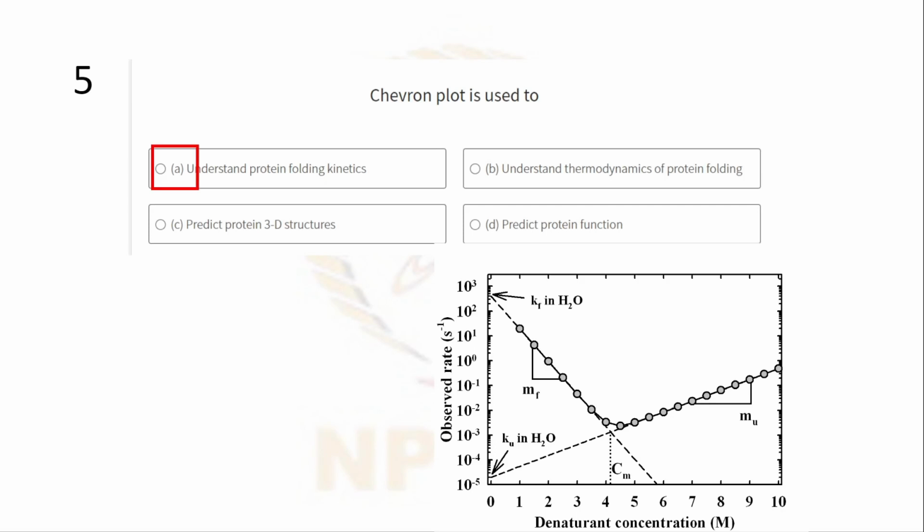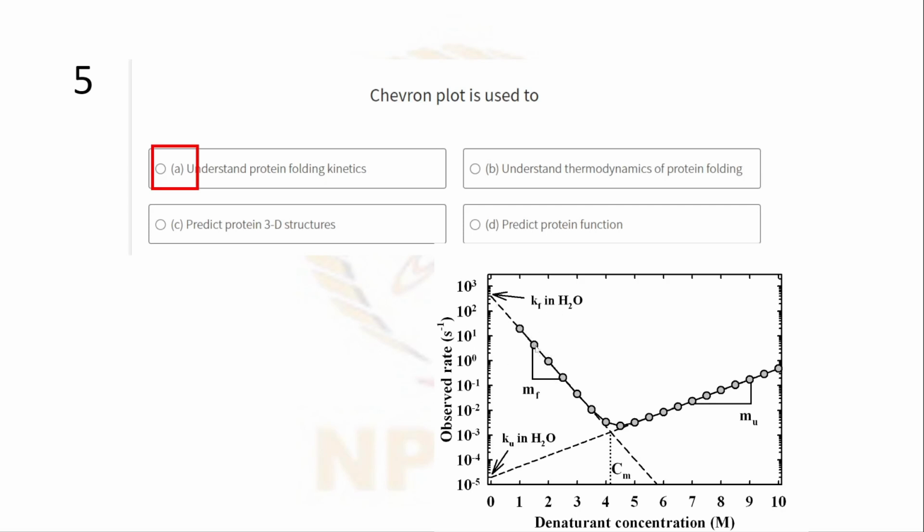any value like rate of folding or rate of unfolding with respect to zero denaturing concentration. Zero denaturing concentration refers to a native state. So where you see these lines meeting the y-axis, that is 0, we cannot determine these values experimentally. So we use a linear extrapolation method.